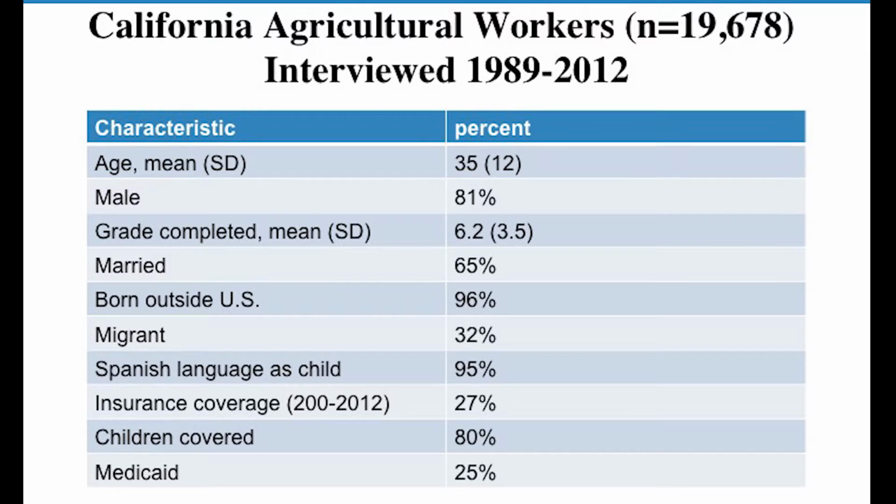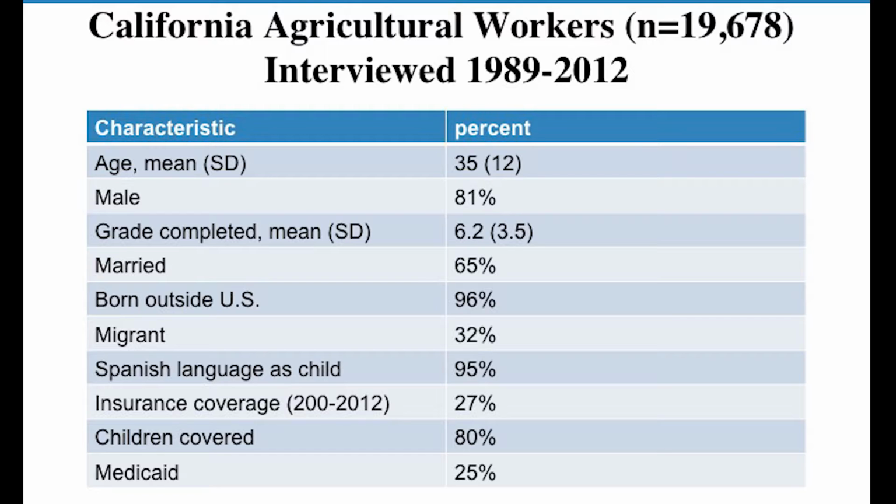This is an analysis that I'm currently working on of a national survey of agricultural workers. It's a national database. I took California out for this slide, but this shows you characteristics of these persons. They're obviously very young, mostly male, which is kind of what we expected. Low education, majority married, born outside the U.S., migrant, Spanish-speaking. For insurance coverage, that's before Obamacare, and not too many on Medicaid.